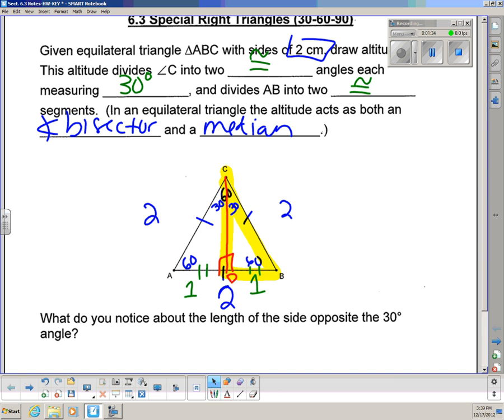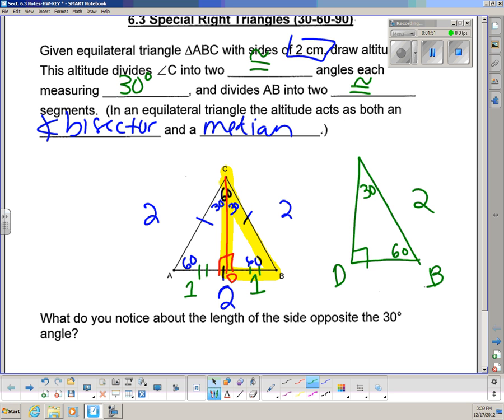Well, one thing you can probably notice pretty quickly is the length of the side opposite the 30-degree angle. If we just pull out a snapshot, just this left-hand side, we knew that this was 2 to begin with. We knew that this was 60 to begin with. Here's our 90-degree angle. Here's our 30-degree angle. This was the D. This was the B. This was the C. Well, DB ends up being 1. So what do you notice about the length of the side opposite the 30-degree angle? It's half the hypotenuse. So it is 1/2 the length of the hypotenuse.